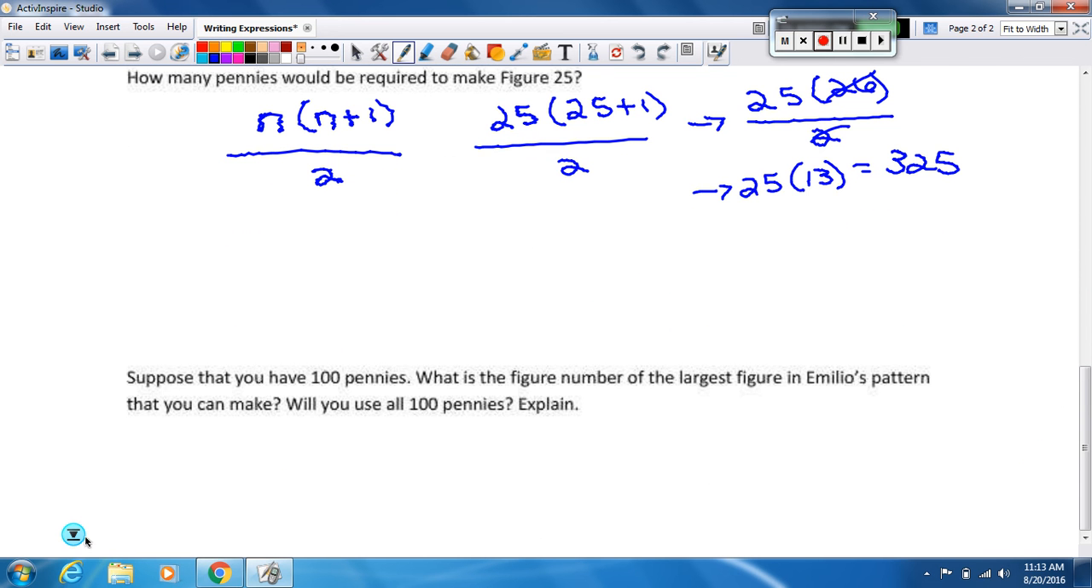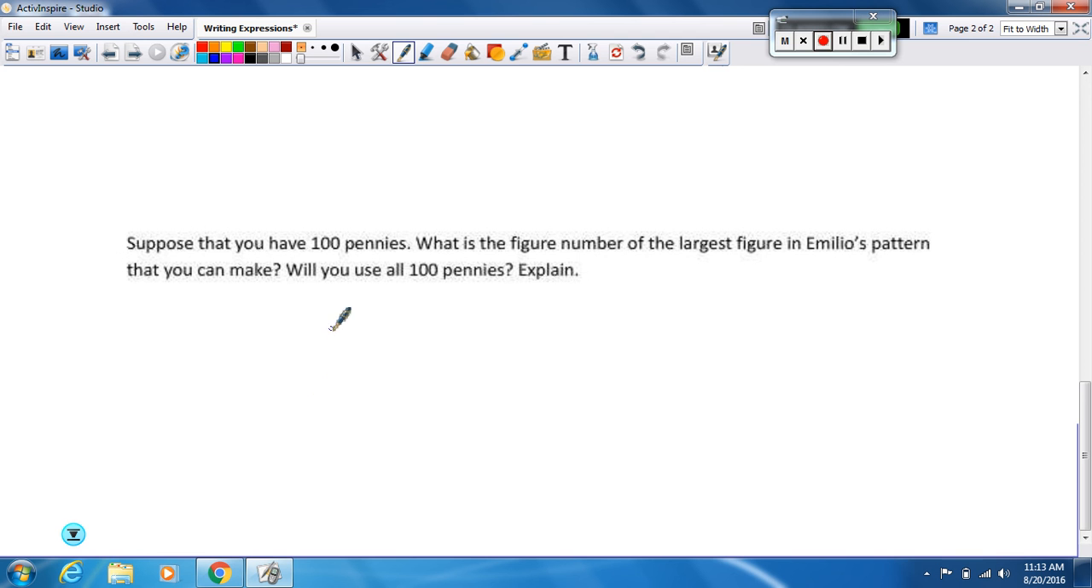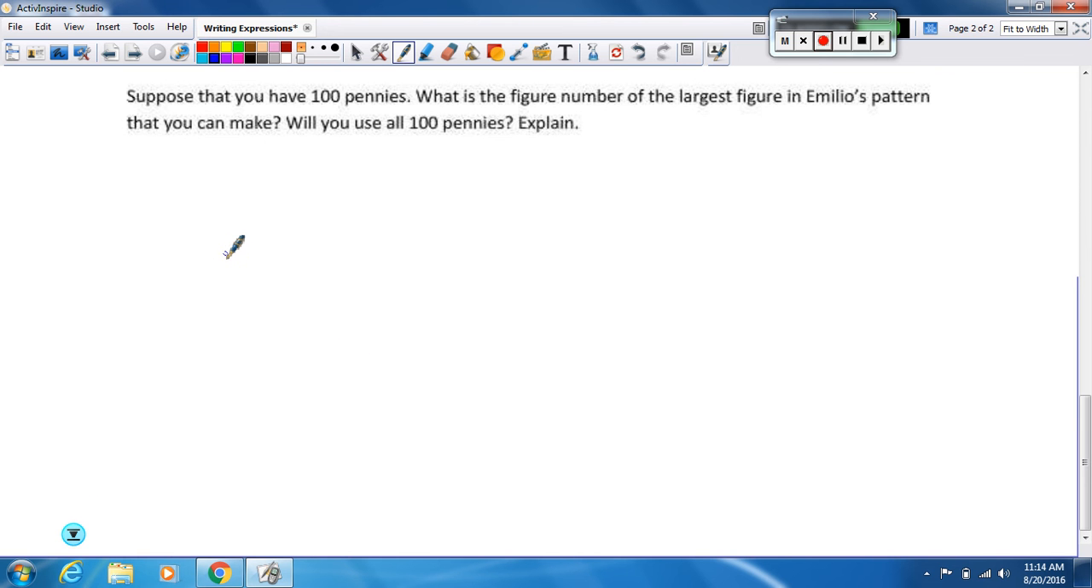Okay, the next one. Suppose that you have 100 pennies. What is the figure number of the largest figure in the pattern that you can make? Will you use all 100 pennies, and explain? Okay, so 100 pennies.